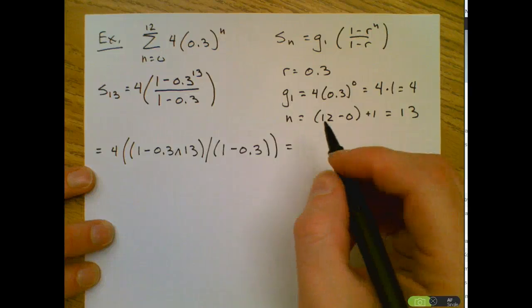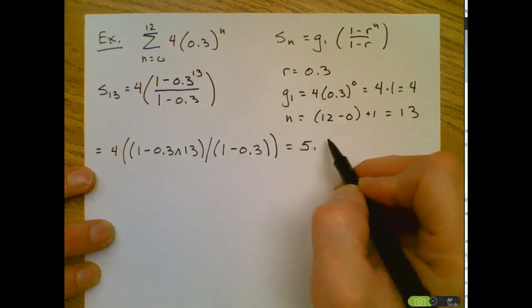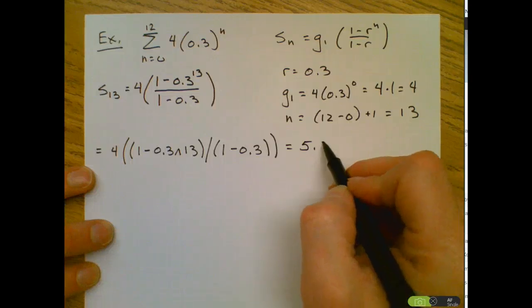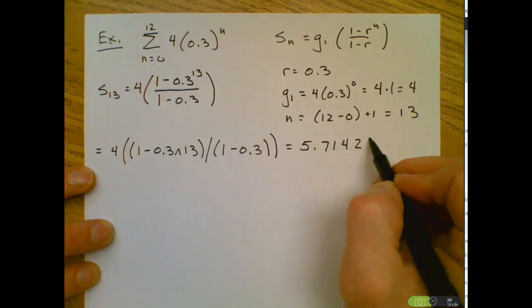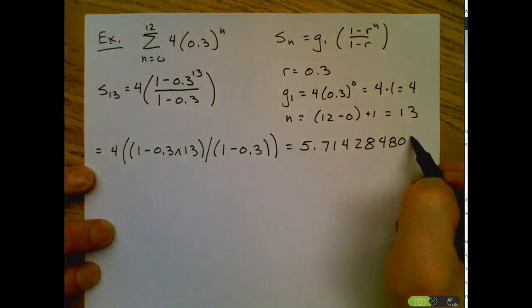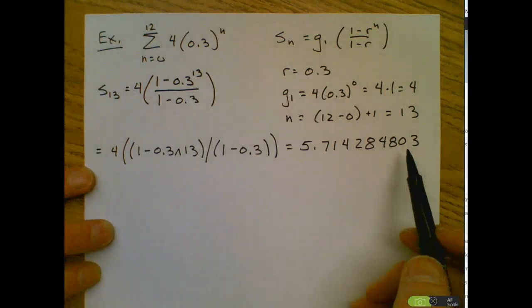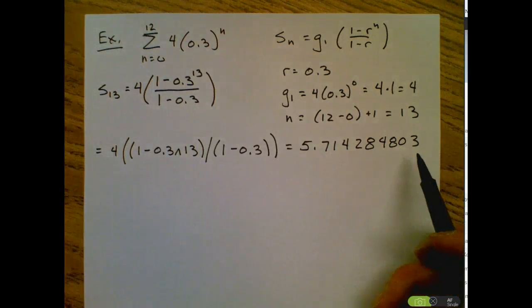So plug that into your calculator and you should get 5 point, and I'm going to carry this out a bunch of decimal places even though we normally won't, 7, 1, 4, 2, 8, 4, 8, 0, 3. So again, a little excessive with the number of decimal places, but you'll see the point after we do the next example.